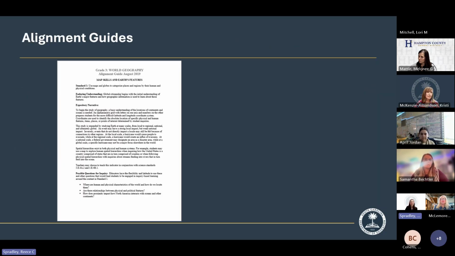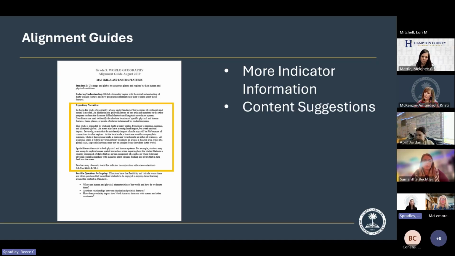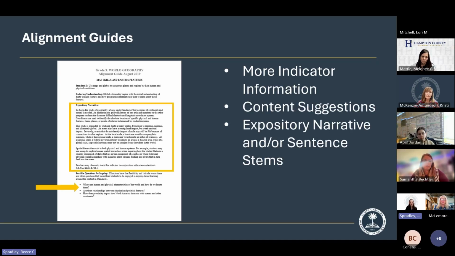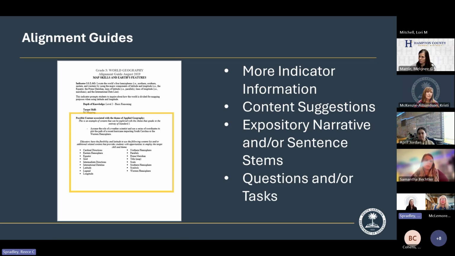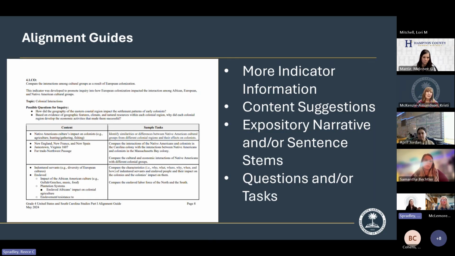All right. So we kind of talked about a lot of these things already. Some more information on the indicators, suggestions for potential content, the expository narrative and sentence stems that you all have talked about, as well as questions or example tasks. So it's organized a little bit differently in the old alignment guide, which you can see here. And then as Christy just said, it was kind of reorganized in the 2024 update. We've still got the questions for inquiry. We've still got that potential content list and sample tasks.